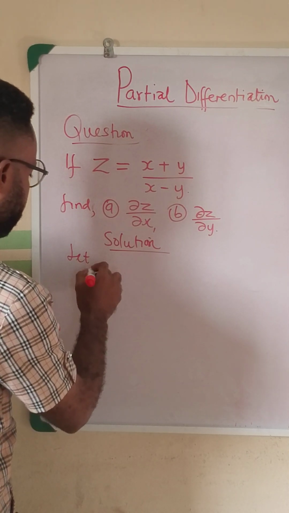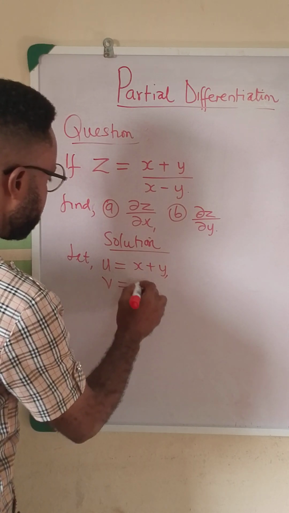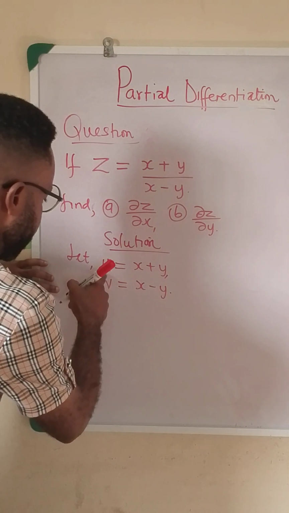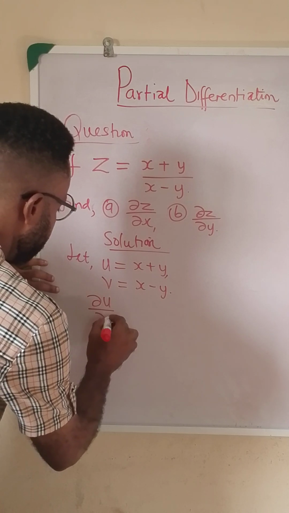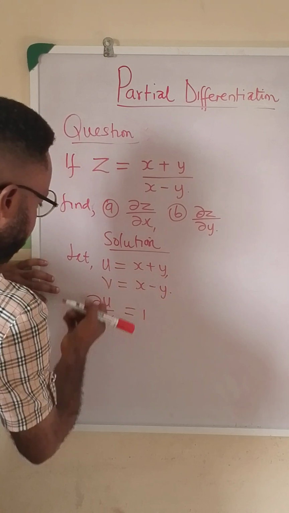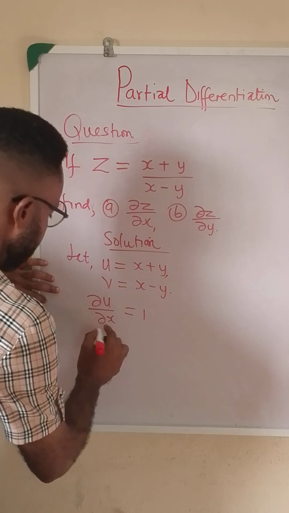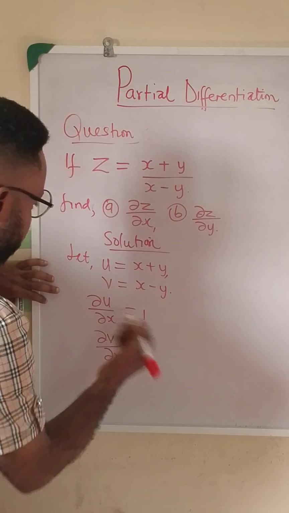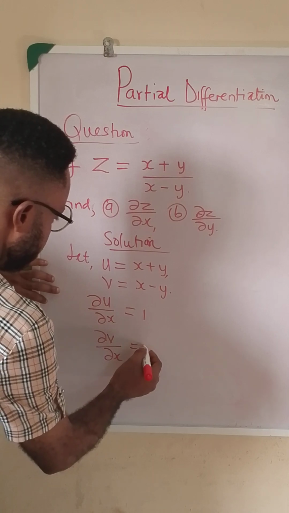Let u equal x plus y and v equal x minus y. If we have done that, the partial derivative of u with respect to x will give us 1, because we are differentiating partially with respect to x and we do not consider y. Likewise, the partial derivative of v with respect to x will be 1.